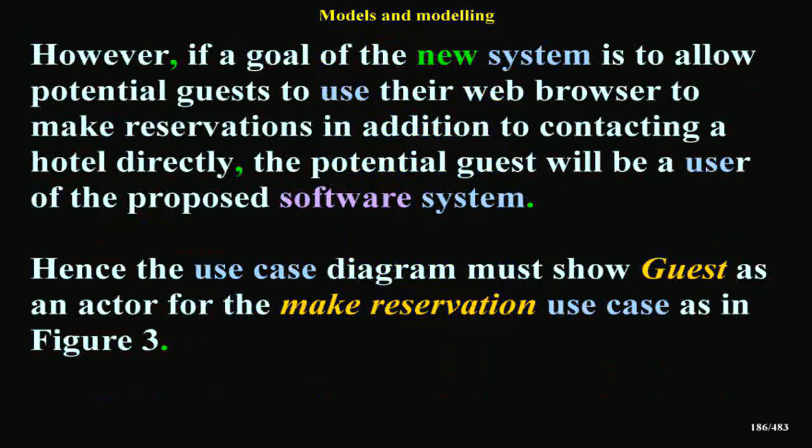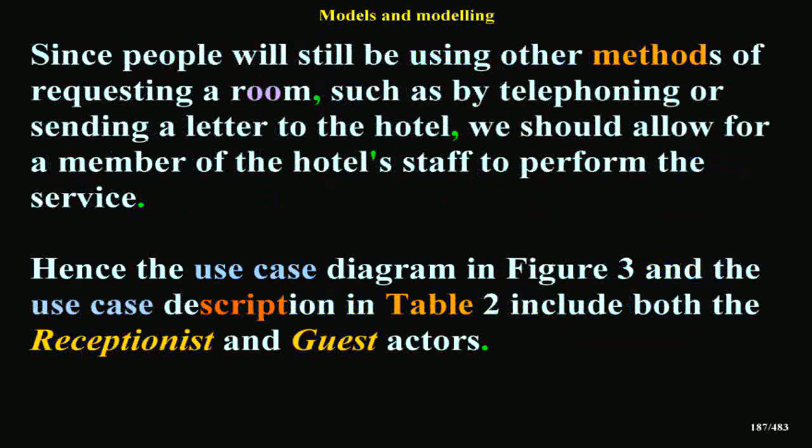However, if the goal of the new system is to allow potential guests to use their web browser to make reservations in addition to contacting a hotel directly, the potential guest will be a user of the proposed software system. Hence the use case diagram must show guest as an actor for the make reservation use case, as in Figure 3. Since people will still be using other methods of requesting a room, such as by telephoning or sending a letter to the hotel, we should allow for a member of the hotel staff to perform the service.